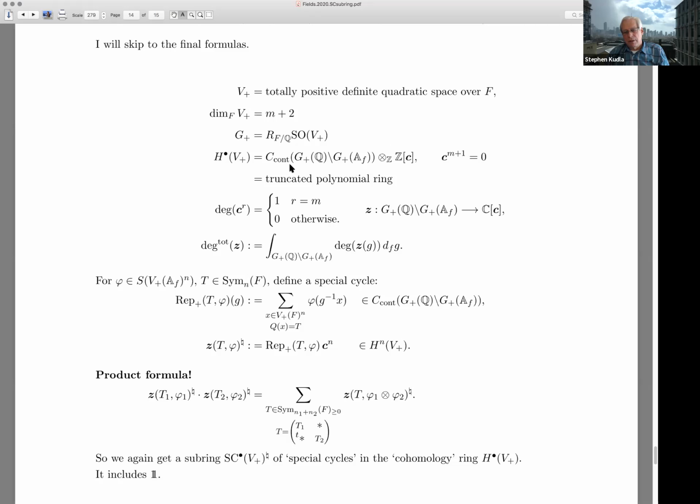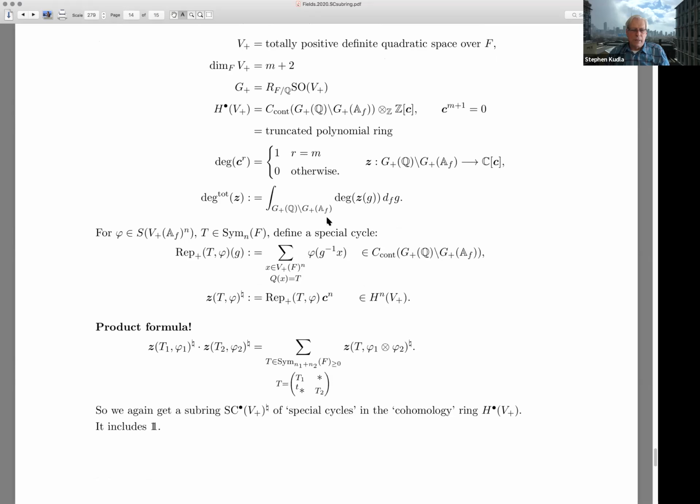And I tensor it with the continuous functions on the finite Adele group modulo the rational points of this anisotropic, totally positive definite quadratic space. So this is some ring, and I can form this tensor product. So this is a truncated polynomial ring with these coefficients. And now I define a degree map on there, namely the degree of C to the R is 0 if R is not M, and it's 1 if you're in the top degree. And then there's a map Z, which sends a function here to this guy.